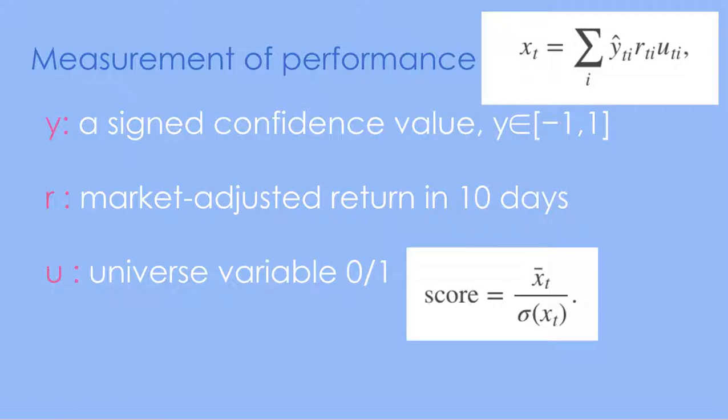For each day in the evaluation period, our output will be calculated by the formula above, where R is the 10-day market-adjusted leading return for day T for instrument I, and U is a 0 or 1 Boolean variable that controls whether a particular asset is included in the scoring on a particular day. Our final score is calculated as the mean divided by the standard deviation of our daily X values.